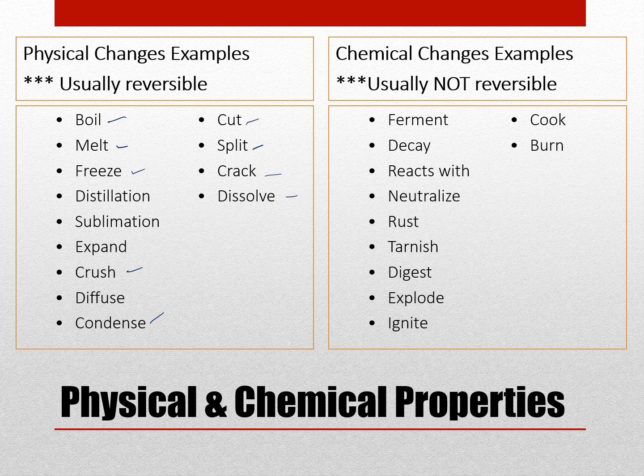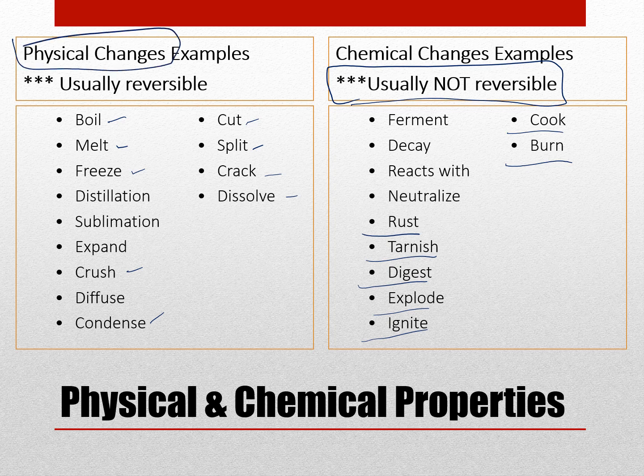Chemical changes are usually not reversible, so that's kind of a key to look for. But what you're really doing is literally changing what it is made out of. So anything like rust, tarnish, digest, explode, ignite, cook, burn, any of these super reactive things, those would be examples of chemical changes.